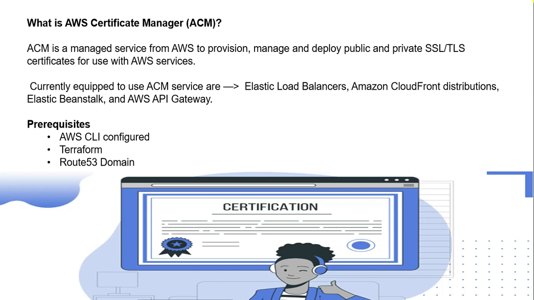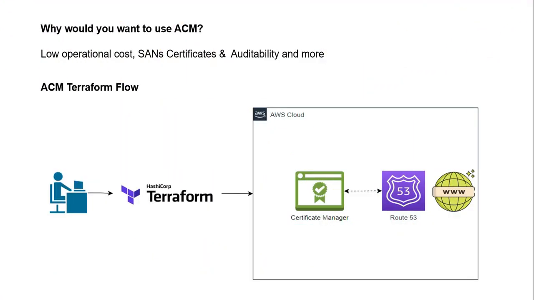Moving to the next slide. Why would you want to use ACM? Low operation cost: there is no need to purchase, upload, or enable the SSL certificate, so it is entirely managed by AWS. SAN certificates: you can manage multiple website SSL certificates on the load balancer, and wildcard certificates are supported as well. Auditability: all the API calls are captured in CloudTrail, so with its help you can do monitoring and auditing.